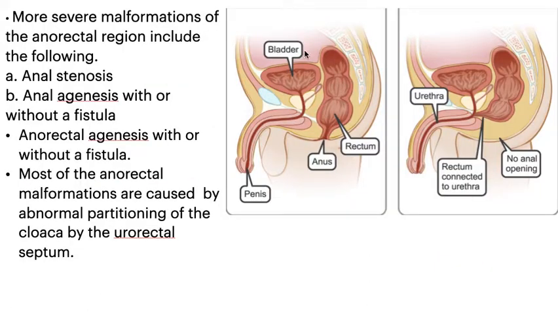Now we have certain anorectal malformations such as anal stenosis or anal agenesis without a fistula. Okay, this is no anal opening. This is one of the anorectal malformations: anorectal agenesis with or without fistula. Most of the anorectal malformations are caused by abnormal partitioning of the cloaca by the urorectal septum.